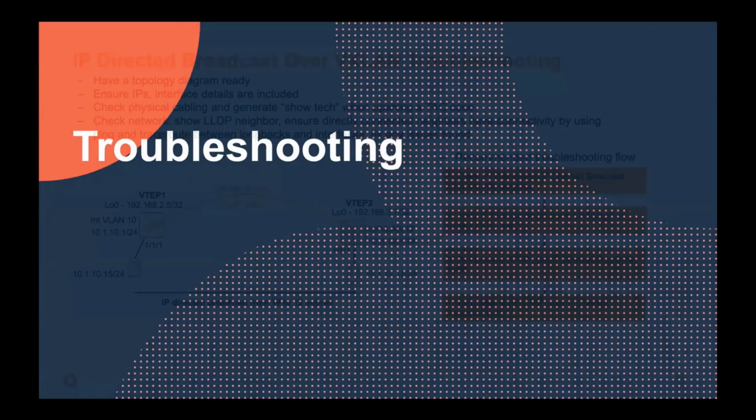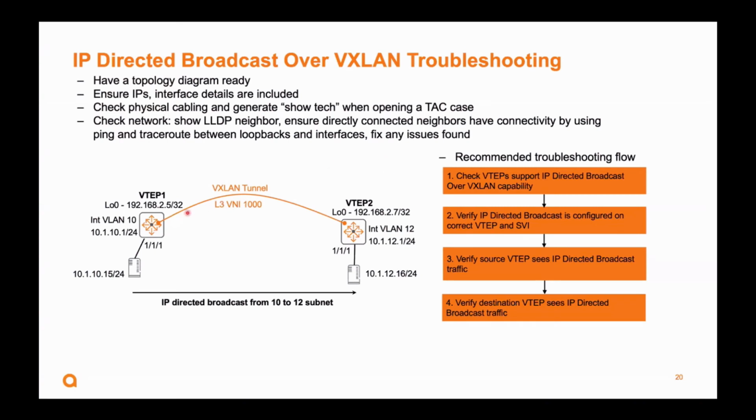Troubleshooting. So what do we recommend for troubleshooting? Have your topology diagram ready with all the details, like the loopback addresses, the SVIs, the ports connected to the source and destination. Make sure you know what tunnels and what VNIs are being used. This is the troubleshooting flow. Check that the VTAPs actually support IP-directed broadcast over VXLAN. That's the first step.